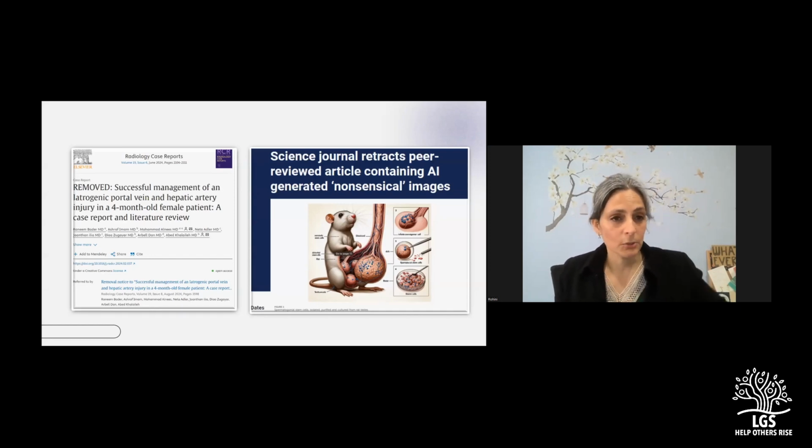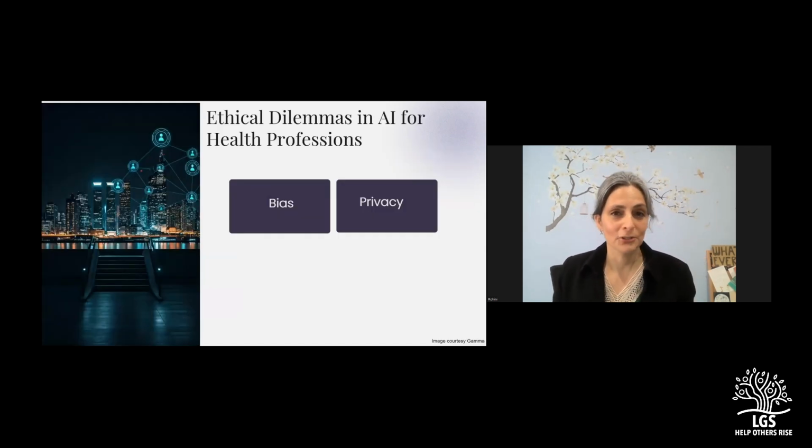And here's something I want to share, which is kind of sad. This is from last year, 2024. If you look up, there are now so many retractions from different journals. This one is from Radiology Case Reports, where they removed an article because a lot of it was generated by AI. Science retracted this because the image was generated by AI and was completely bogus. So there's just so much to think about.